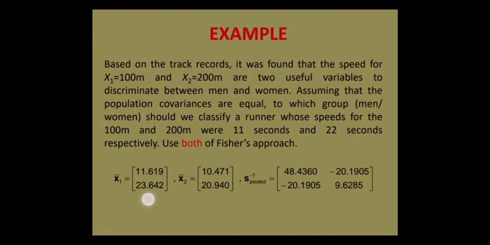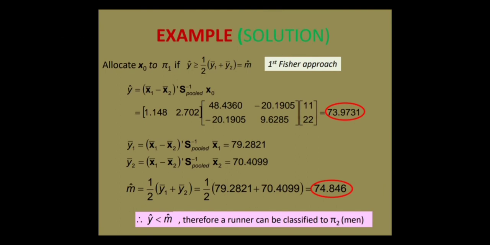Okay, given x1 bar and x2 bar, kat sini kita ada 2 by 1, p by 1, which is p is 2, sebab kita ada dua variable tadi untuk discriminate this two groups. Okay, we have x2 bar dan juga we have s pool 2 by 2, which is p by p. Okay, so using the first approach yang tadi lah kan, we allocate x0 to pi 1 if y not hat minus mu hat more than or equal to 0, ataupun y not hat more than or equal to mu hat. Okay, so this part cari y not hat first.